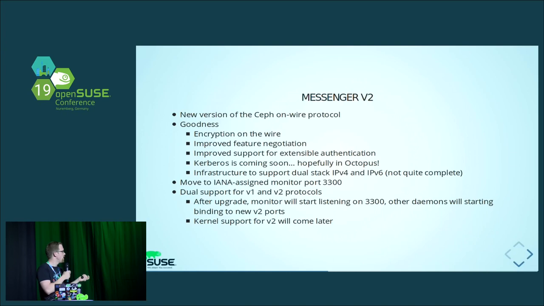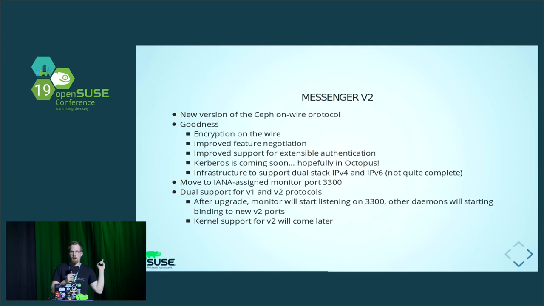Between the Ceph daemons, there is a protocol used for how they communicate with each other. The problem was that protocol wasn't encrypted at all, and it wasn't even possible to encrypt it. The main driver for Messenger V2 was that everyone asked, okay, I would like to encrypt that communication between my daemons on the various nodes, maybe 100 of them. So isn't there a way to do that? Yeah, now with Nautilus, there is a way to do that, and it's called Messenger V2.